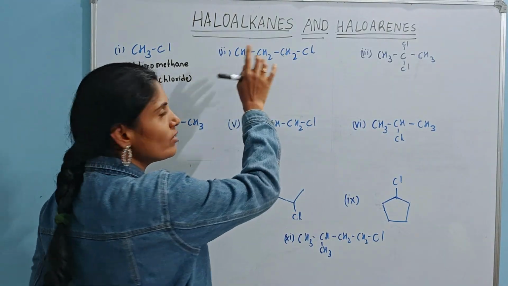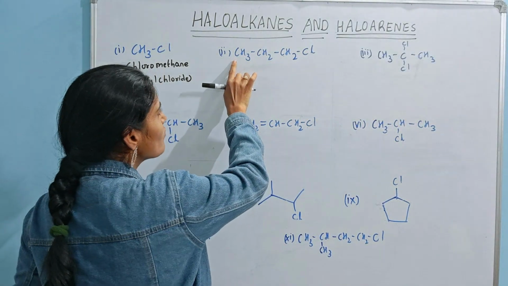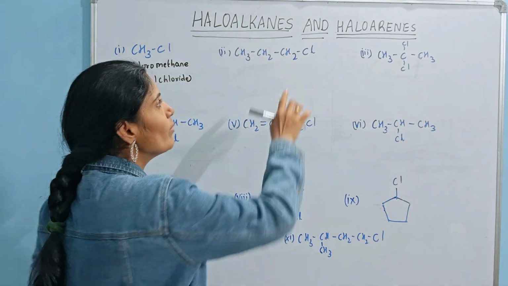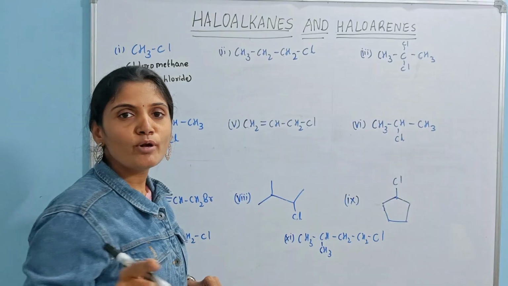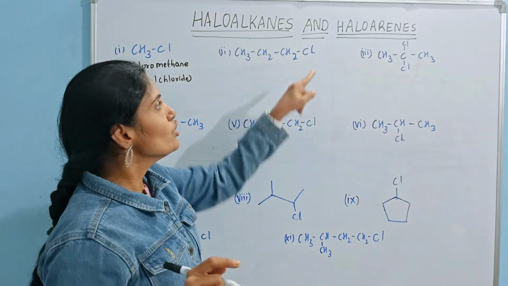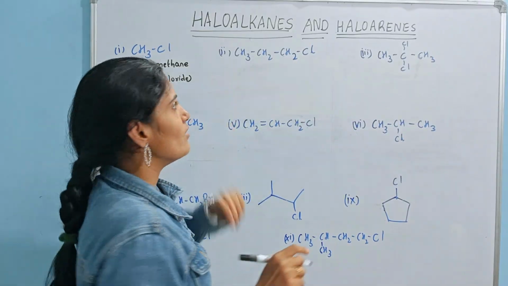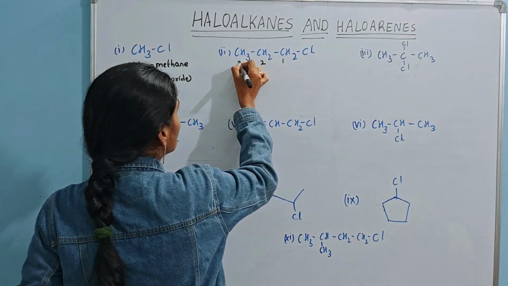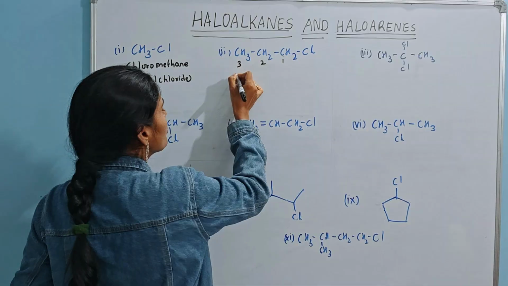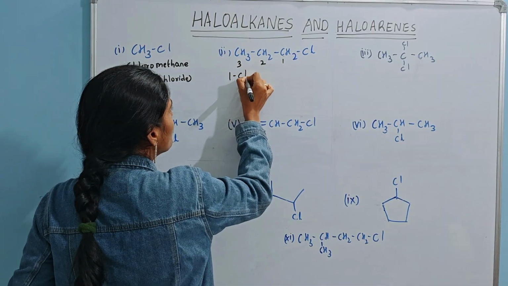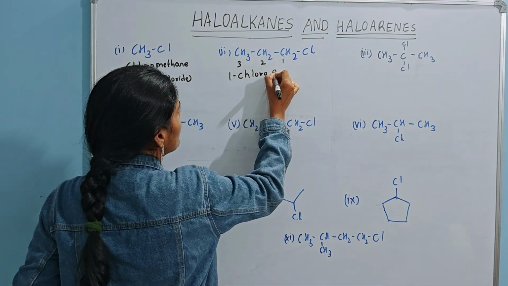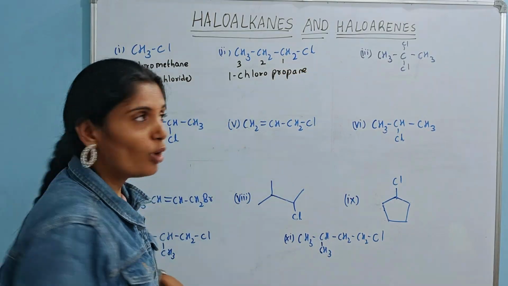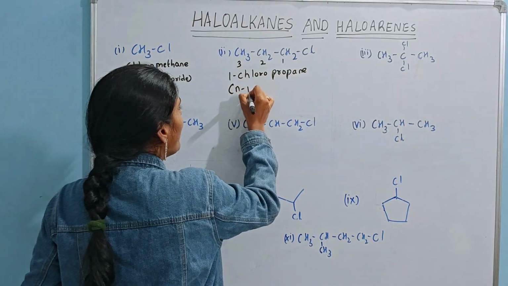I can either number from the left side or right side. If I am numbering from the left side, the carbon holding halogen will get number 3. But if I am numbering from the right side, the carbon holding halogen will get number 1. So I will prefer numbering from the right side. Okay, so how will I number it? 1, 2, 3. So first comes my substituent. So 1-chloropropane.